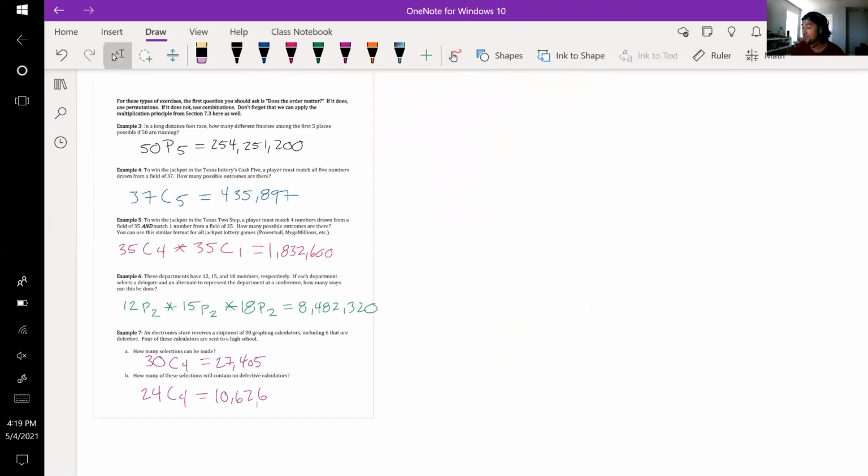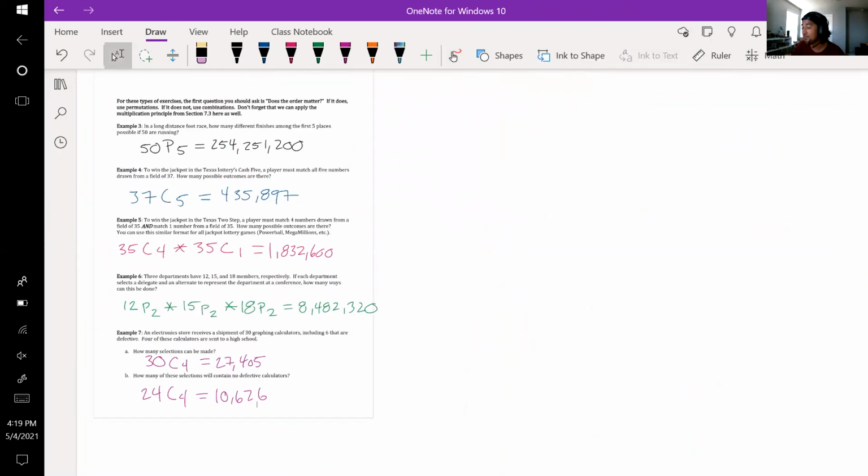So this means that a player must match all 5 numbers drawn from a field of 37. So we have 37 numbers, and we only get to choose 5. So let's see what your chances are at winning the lottery. Or just the Cash 5. 37 pick 5. You have 435,897 ways to win the Cash 5.